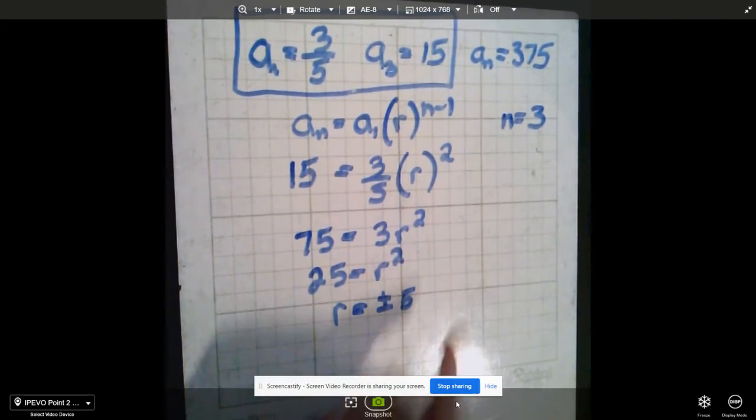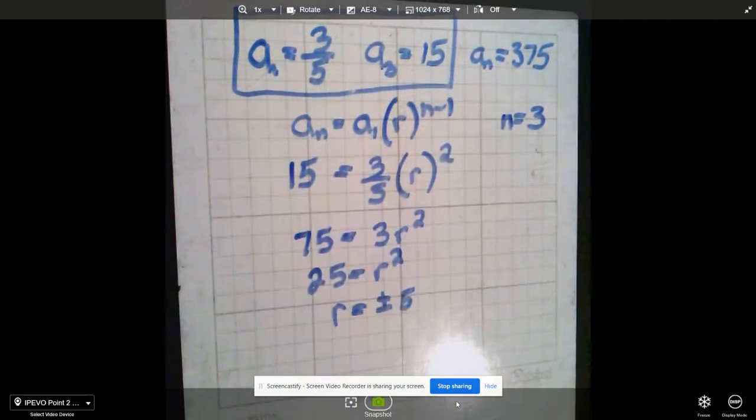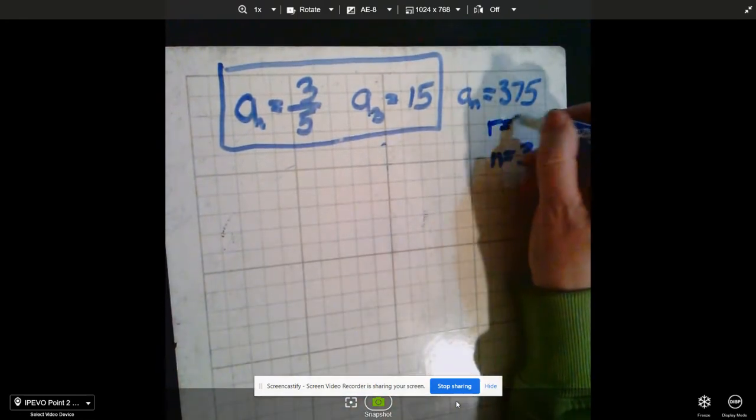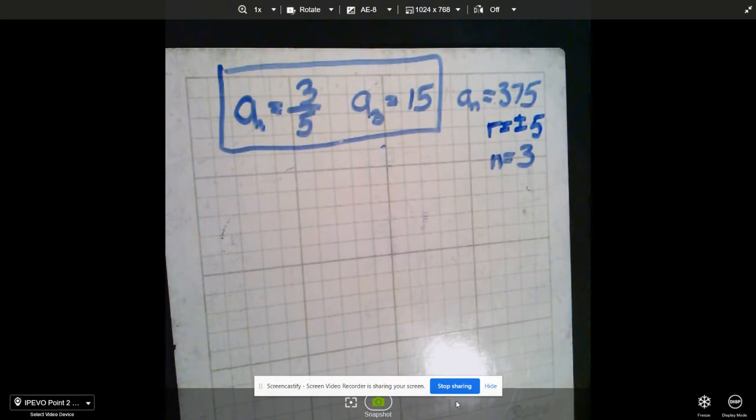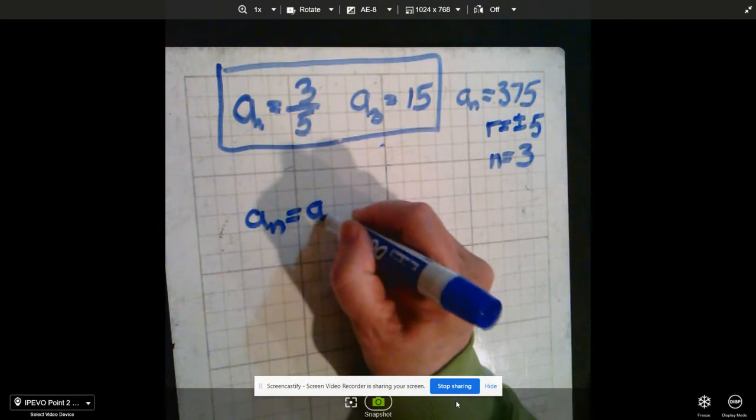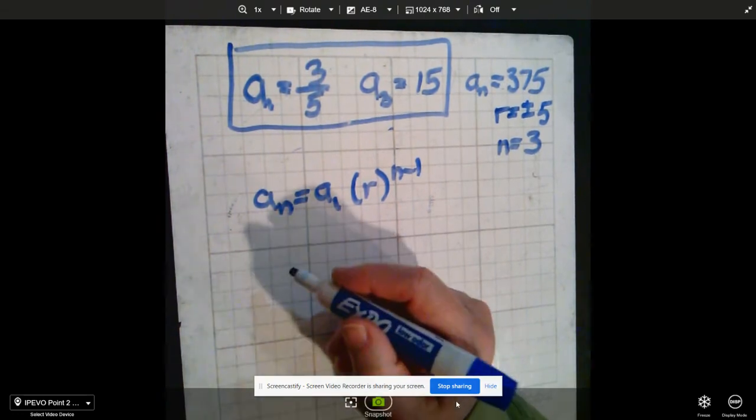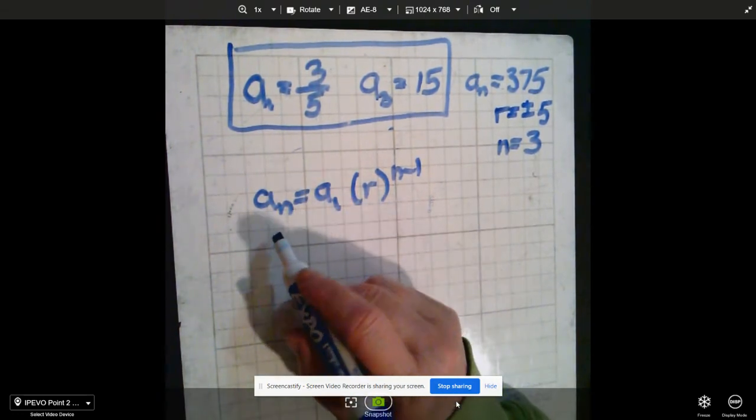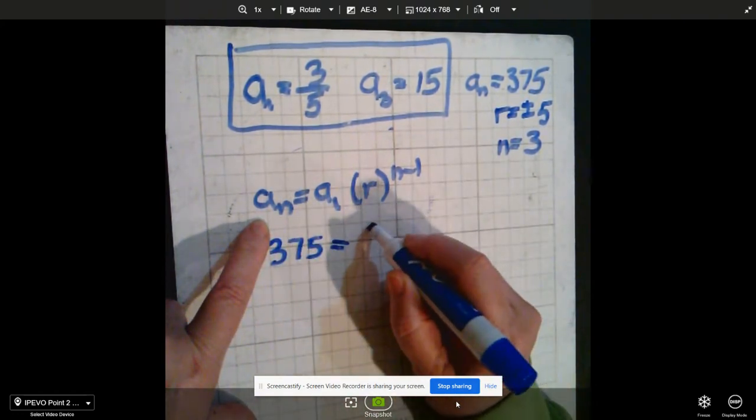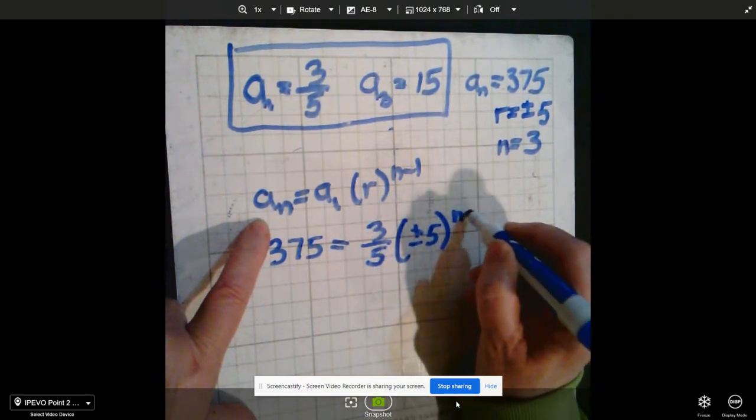So now that we have that, let's find out what N is if I was going to go all the way to 375. So now we know R is plus or minus 5. All right, let's write down our formula. A_n is A1 times R to the n minus 1. That's our formula for our geometric series. So I have A_n is 375 equals A1, which is 3 over 5. Now we know R is plus or minus 5, and I don't know n minus 1.